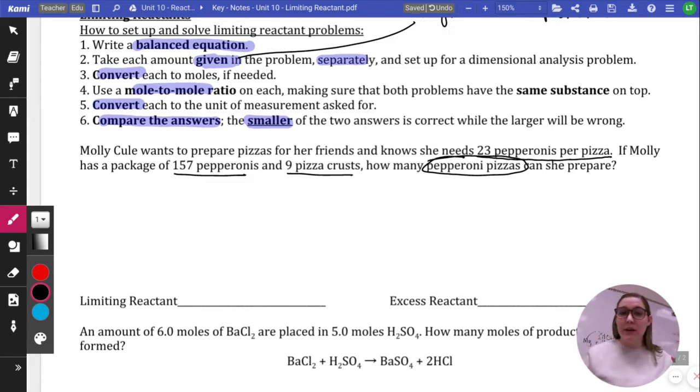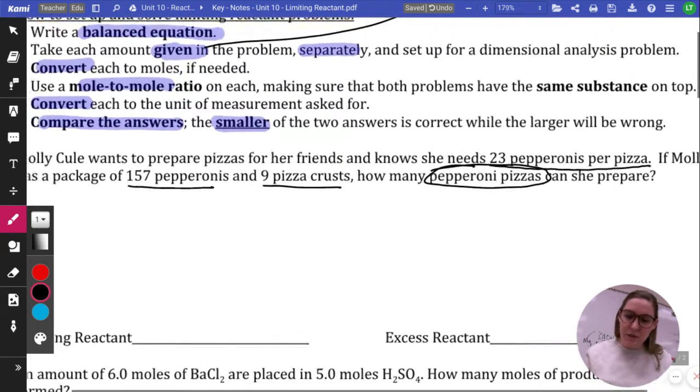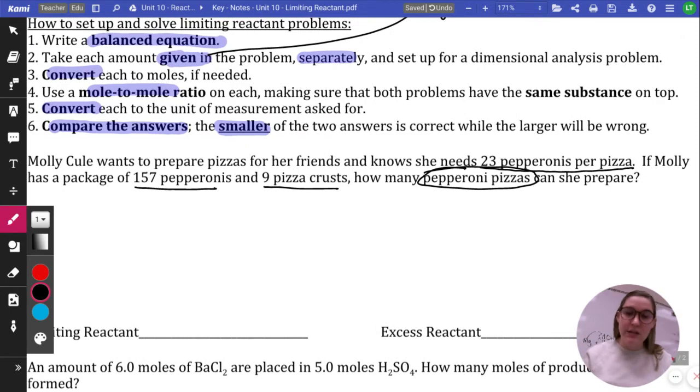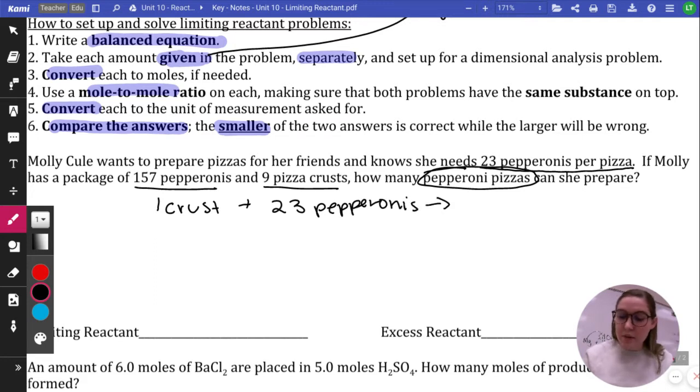All right, so step one of any stoichiometry is a balanced chemical equation. Now here, this is a little bit of a different equation. Obviously, we're not using real chemicals, but it does give it to us in our problem. So we can assume we're going to be talking about crusts and pepperonis from our problem. So we know that for one crust, she needs 23 pepperonis, and that will make one pizza. Okay, so there's our balanced chemical equation. One crust plus 23 pepperonis makes one pizza. Obviously not a real chemical reaction there.